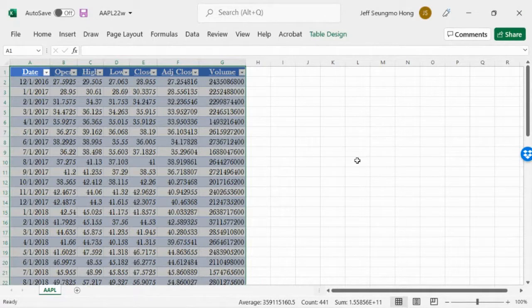Now in column H, if we're going to start making formulas that are referencing these, we would put that in column H. And when we do that, the table is going to expand.